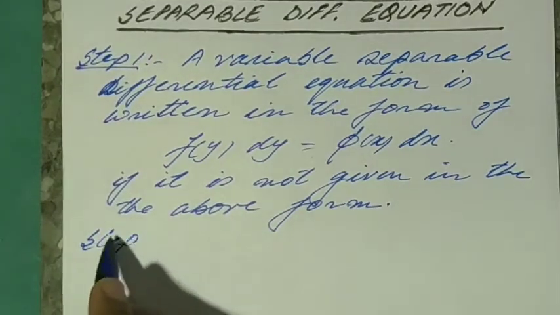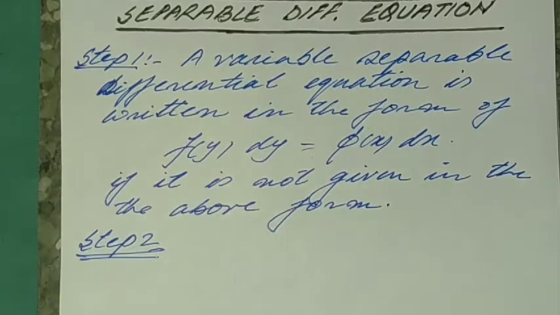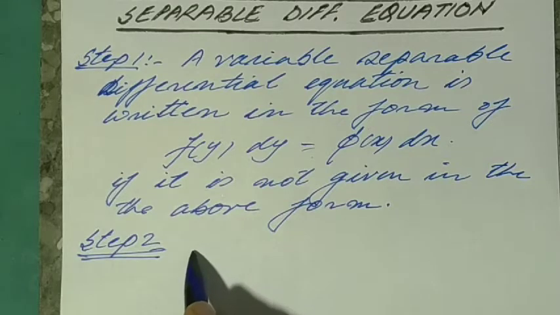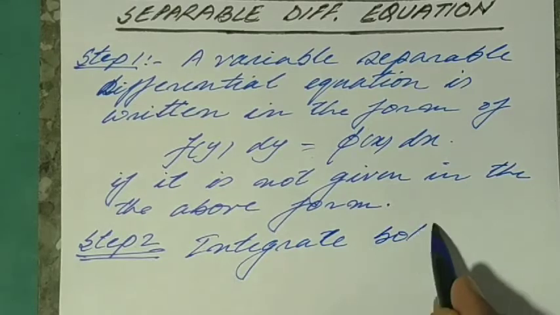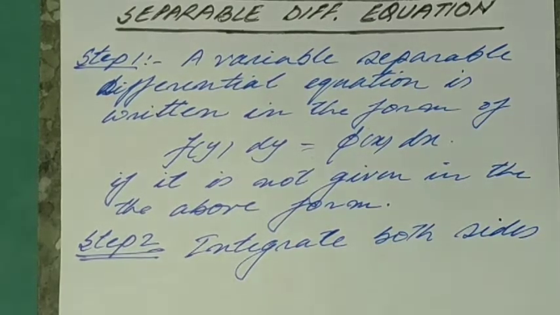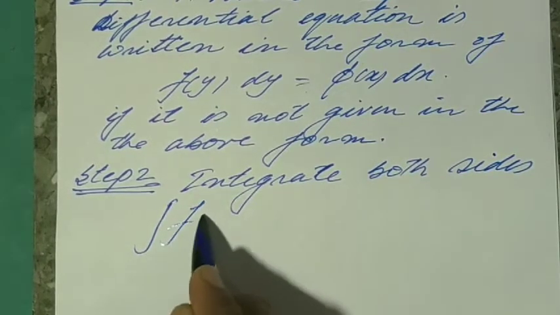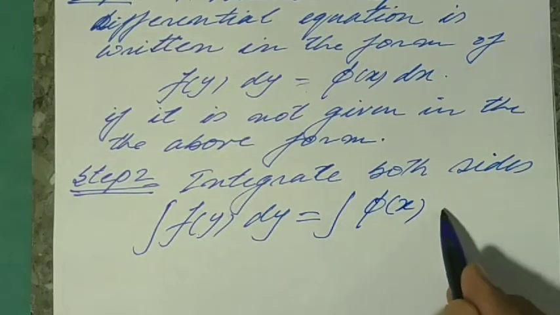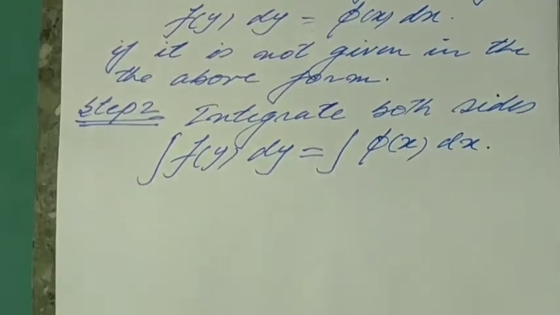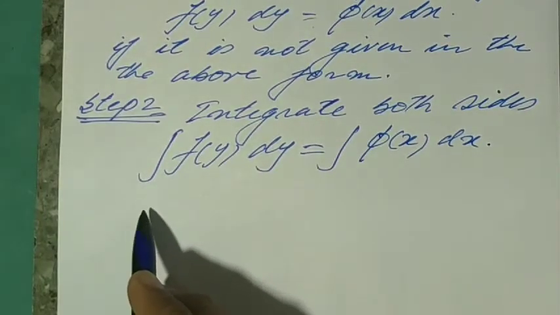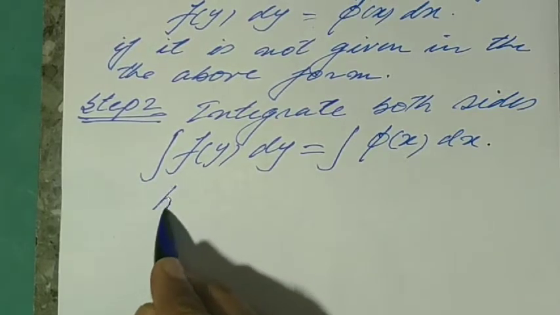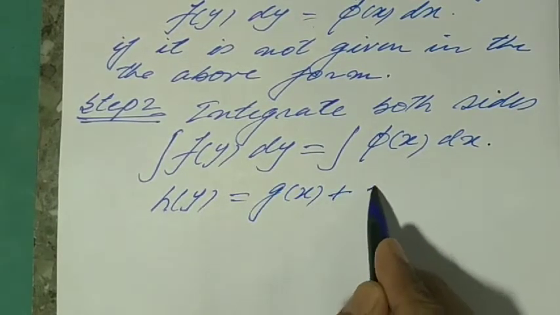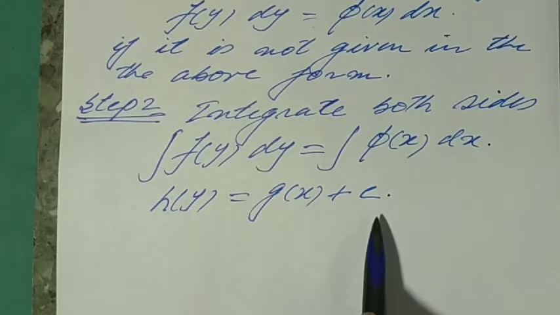Now step 2. After rewriting the variable separable differential equation in this form, we simply integrate both sides of the equation. So we get integral f(y) dy is equal to integral phi(x) dx. So after integration, we get some solution of the sort h(y) is equal to g(x) plus c, where c is the constant of integration.